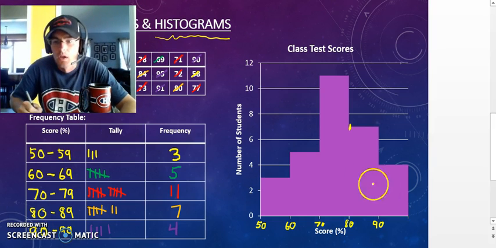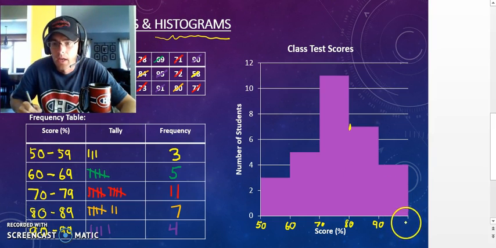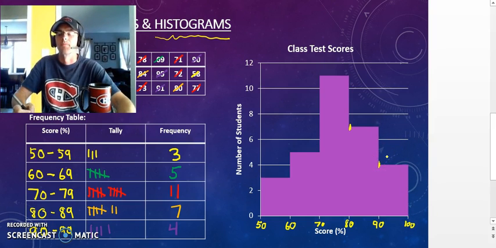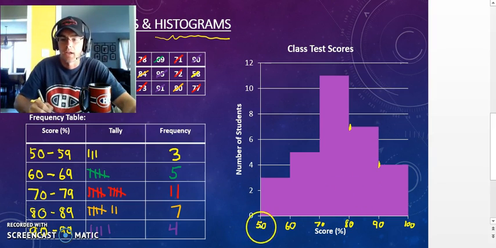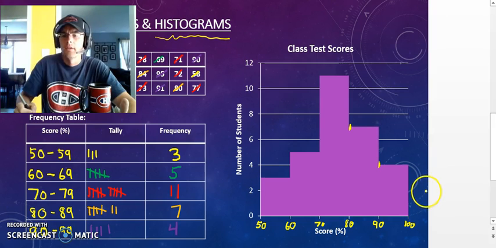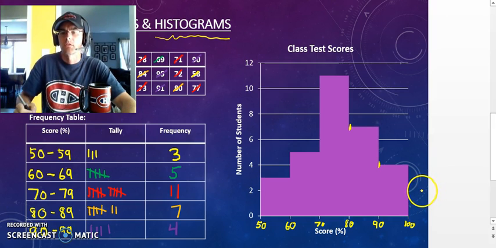So that's 90. And we'll mark this off as 100. No one got 100. And that's the start of the 90 bar there. So again, it's continuous data, 50 to 60. You don't have to write the intervals. And that is your histogram.